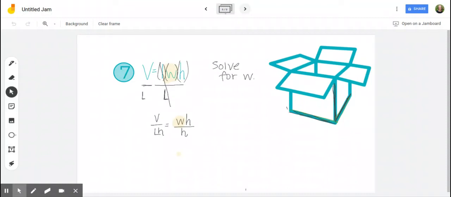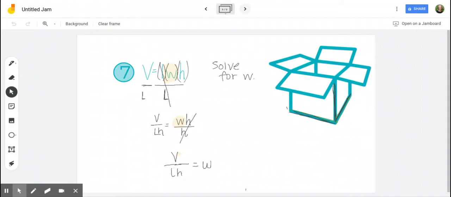Okay, so we're left with V equals L times H, or you could put them in parentheses, or you could just put them right next to each other, right? That's all the same thing. And then on the right side, your H's cancel, and you're left with W.